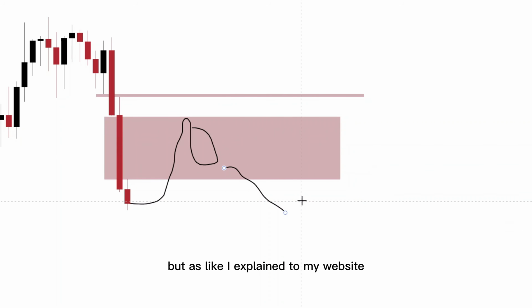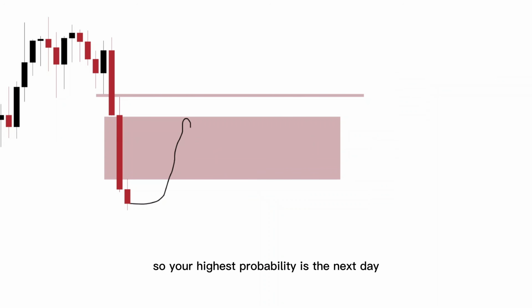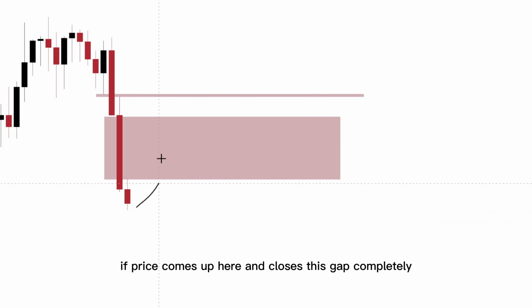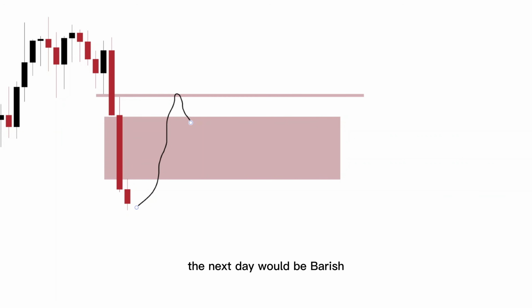But like I explained on my website, as the days go by, the probability of your bias goes down. So your highest probability is the next day. Same with here. If price comes up here and closes this gap completely, the next day would be bearish. So let's go over this.